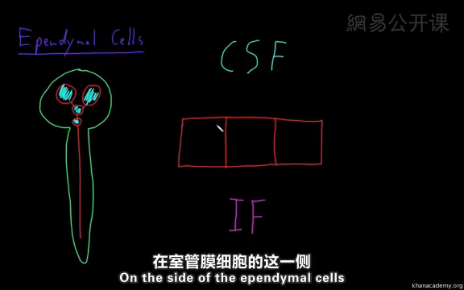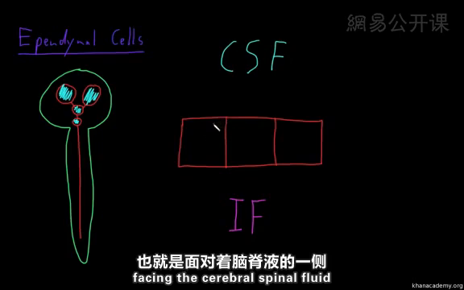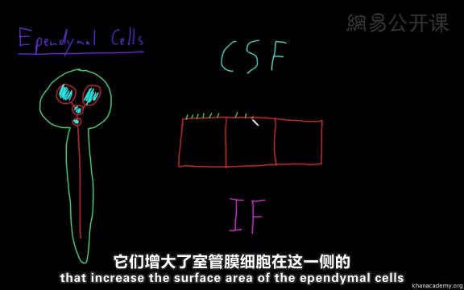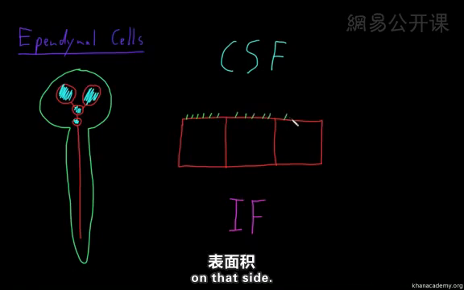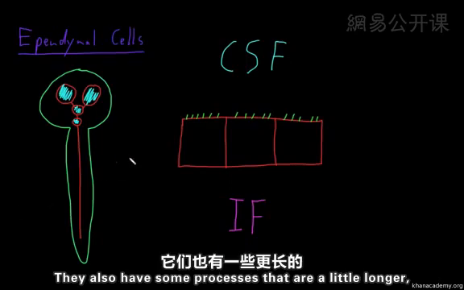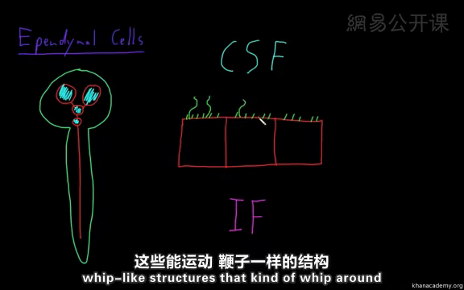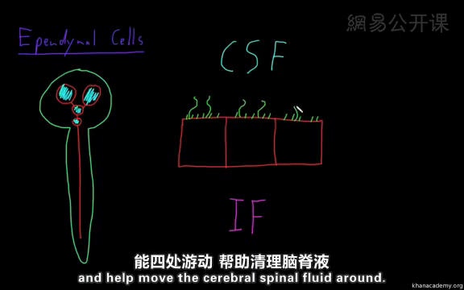On the side of the ependymal cells facing the cerebrospinal fluid are a large number of little tiny processes called microvilli that increase the surface area of the ependymal cells on that side. They also have some processes that are a little longer called cilia, that are these mobile whip-like structures that kind of whip around and help move the cerebrospinal fluid around.